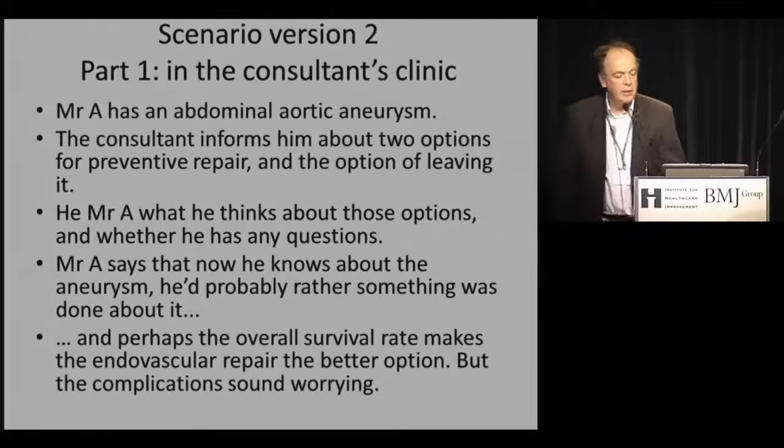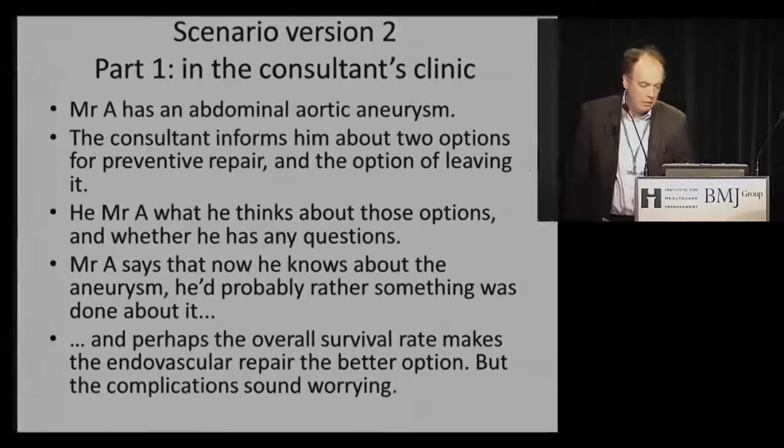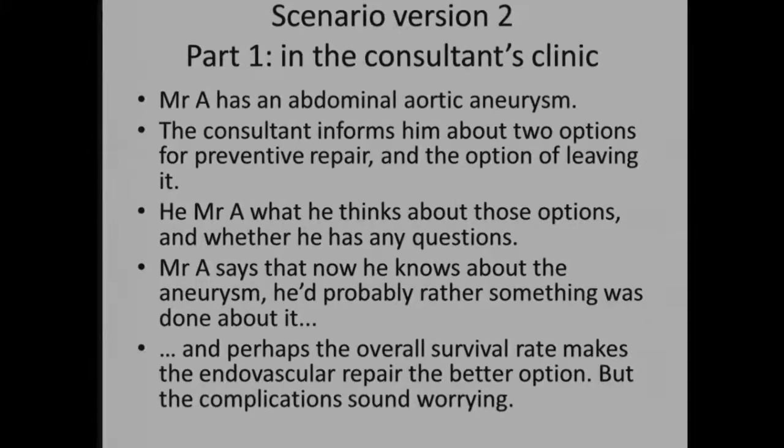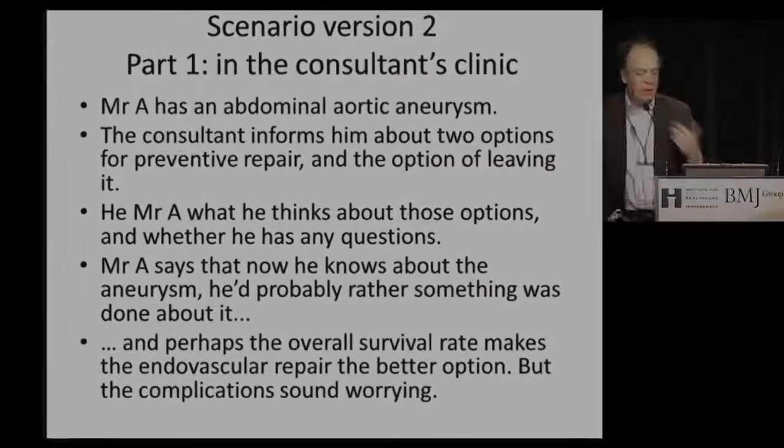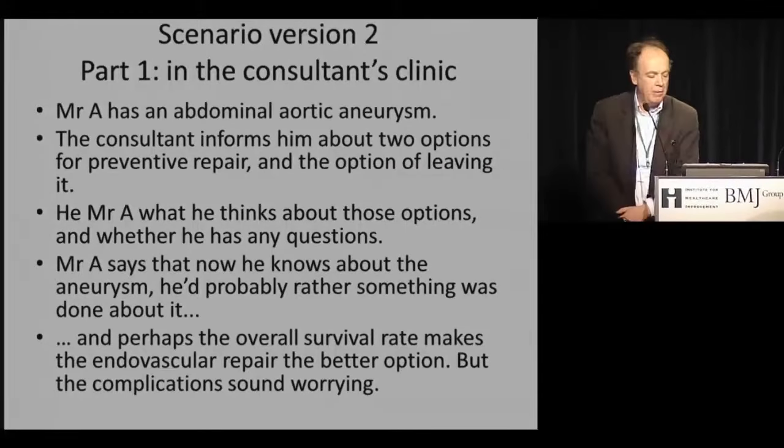So in terms of revisiting the scenario, Mr. A still has his aortic aneurysm. He's still informed by the specialist about the two options. He asks Mr. A what he thinks about those options and whether he has any questions. And Mr. A says, well, he knows what an aneurysm is now, and I think he does think that probably something should be done about it. And maybe the overall survival rate is making him think that endovascular repair would be the better option, but the complications sound worrying to him.